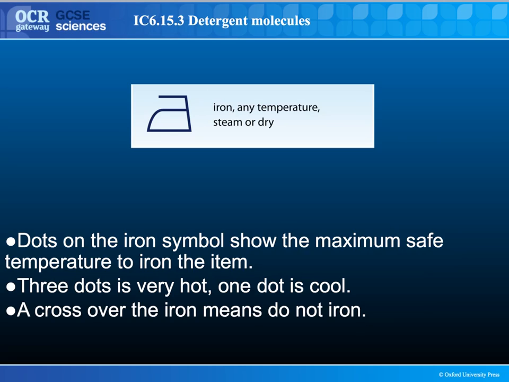Similar rules to the tumble drying one apply with this one. This tells you whether or not you can iron it, and the number of dots indicates how hot: cold, medium and hot. You might not have noticed, but on your iron there are dots on the temperature sensor and the temperature gauge that tell you how hot that is as well. Again, a cross indicates that you do not iron it.